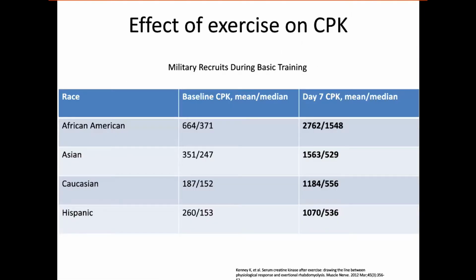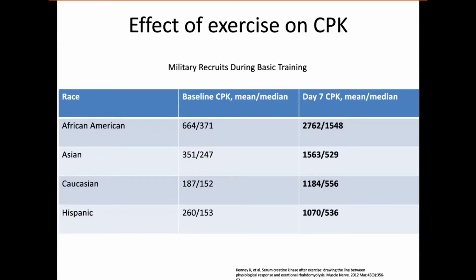This is, I think, a really important study, and again, something to think about when you're looking at a CPK. We know that exercise will elevate CPKs. For example, our esteemed Dr. Murphy told me that when he did a marathon a couple years ago, he tested his CPK a week afterwards just for fun, and it was still 6,000.